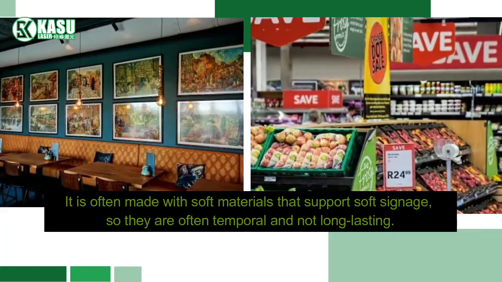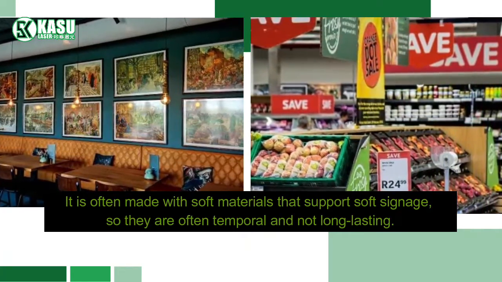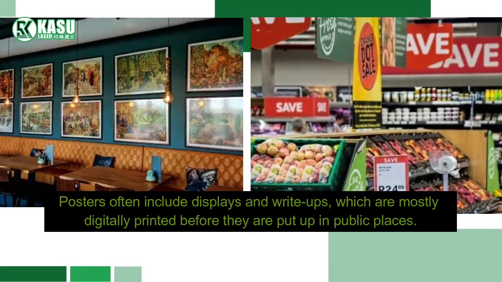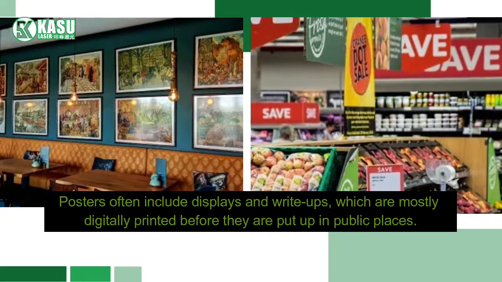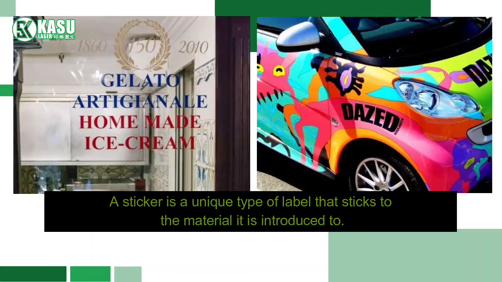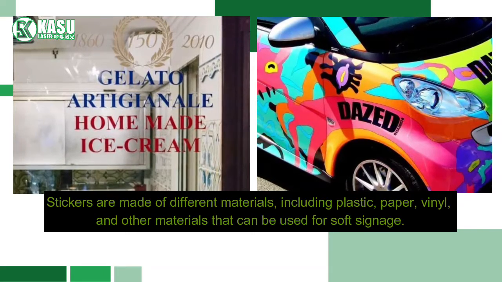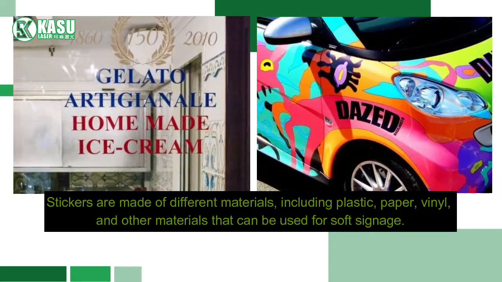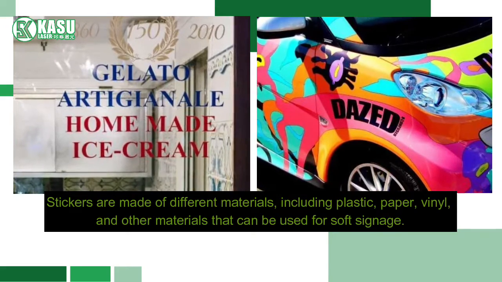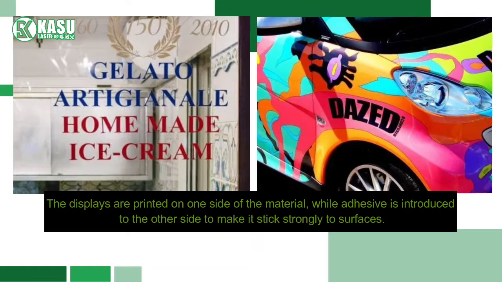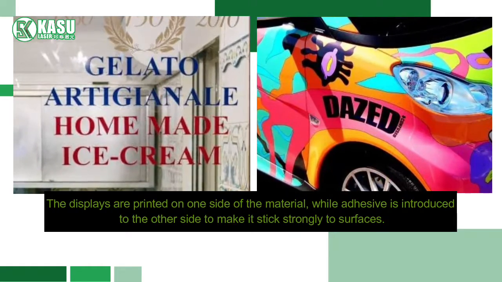It is often made with soft materials that support soft signage, so they are often temporary and not long-lasting. Posters often include displays and write-ups, which are mostly digitally printed before they are put up in public places. A sticker is a unique type of label that sticks to the material it is applied to. Stickers are made of different materials, including plastic, paper, vinyl, and other materials that can be used for soft signage. The displays are printed on one side of the material, while adhesive is applied to the other side to make it stick strongly to surfaces.